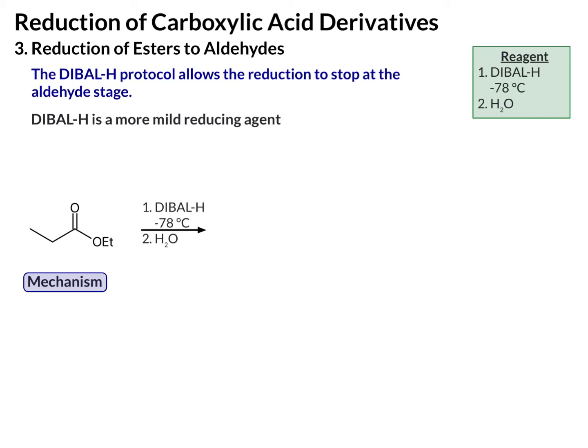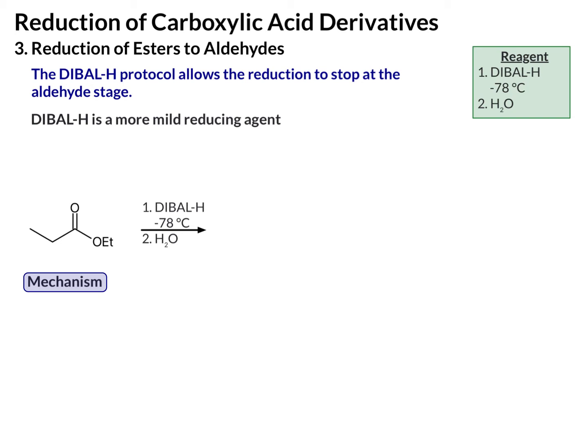We saw that when we took an ester under a lithium aluminum hydride reduction, we had an aldehyde as an intermediate, but we couldn't stop there, and the ester was reduced all the way to an alcohol. We're going to take a look at something known as the DIBAL protocol, and what this will allow us to do is stop the reduction at the aldehyde.